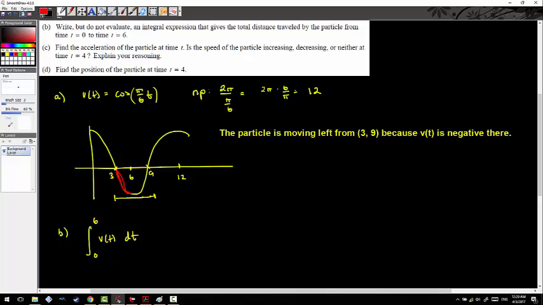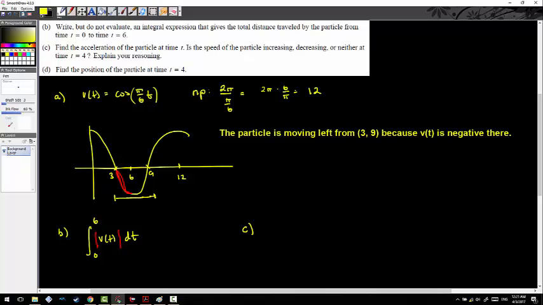So what I'm going to do is take this velocity and take the absolute value of it. And what that does is it gives me total distance traveled. So I've set up, but I have not solved, an integral expression. So I think that's all B is requiring us to do. So I think I can move on from here. Good job. Thank you.